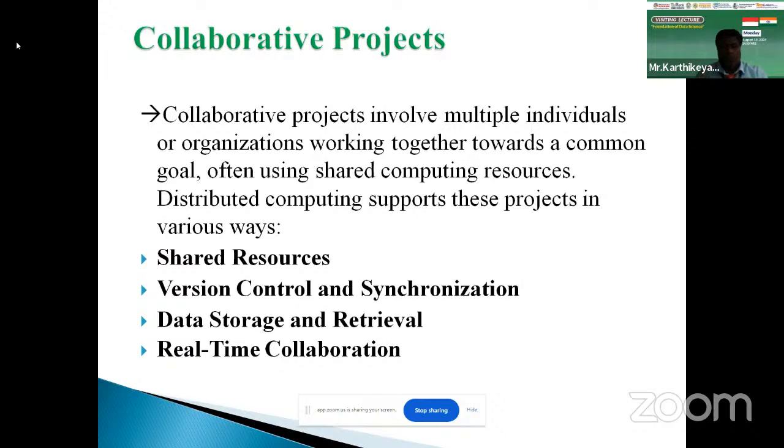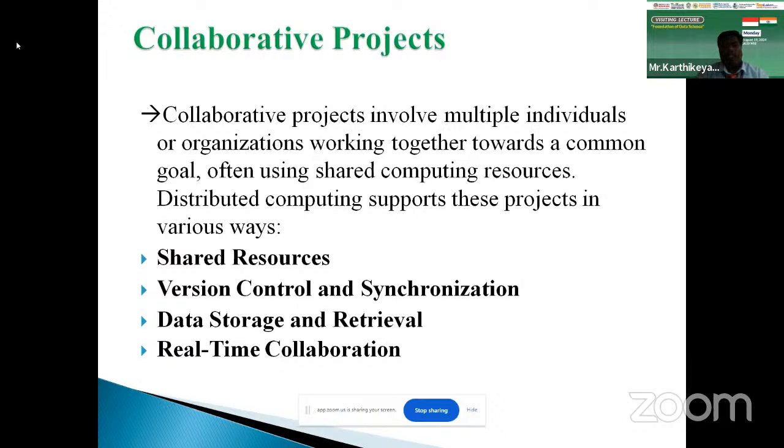Data storage and retrieval use distributed systems to ensure that the data from a collaborative project is stored across multiple servers or nodes, which provides redundancy and reliability. This helps in managing large data sets, and it ensures the data is accessible to all collaborators.